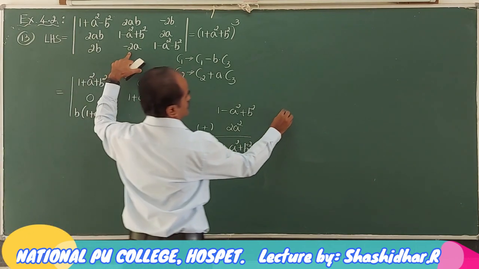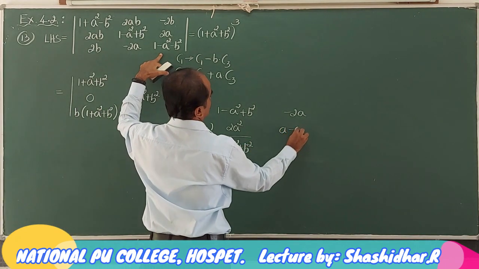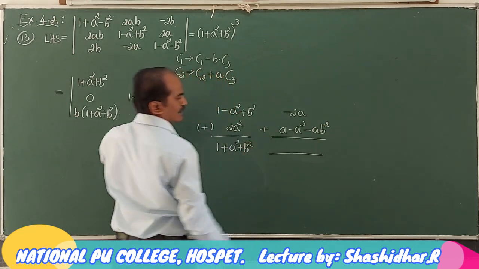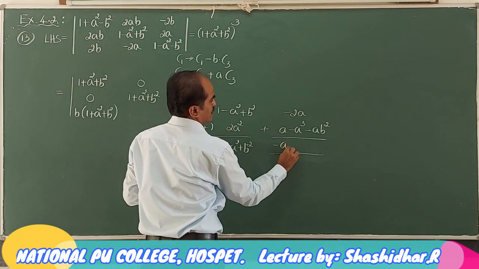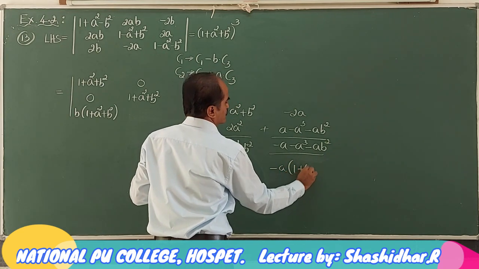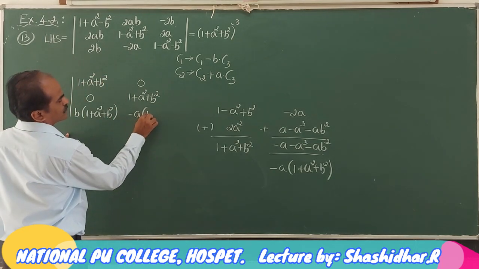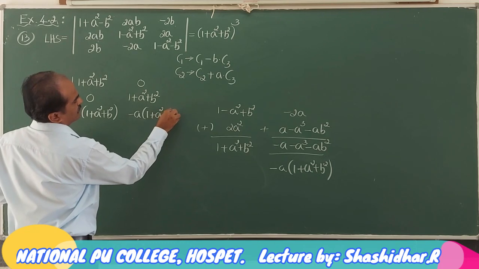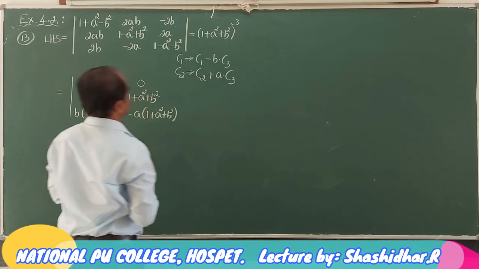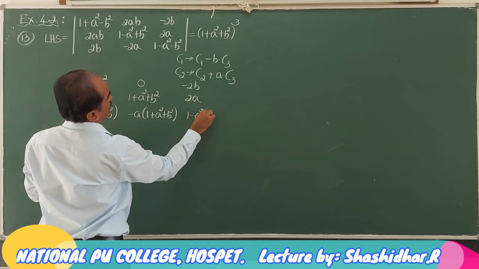Then here minus 2a is there. Third element. I have to multiply this by a. What do you get? A minus a cube minus a b square. On adding minus 2a plus a minus a cube minus a b square. Take minus a common. It is 1 plus a square plus b square. So therefore here minus a times of 1 plus a square plus b square. We are not altering the third column. Write third column elements as it is. What they are? It is minus 2b, 2a, 1 minus a square minus b square.